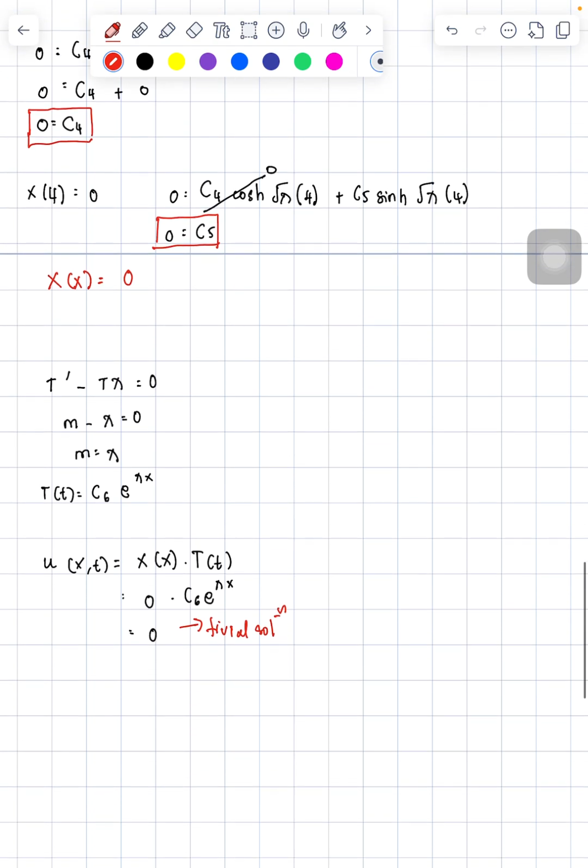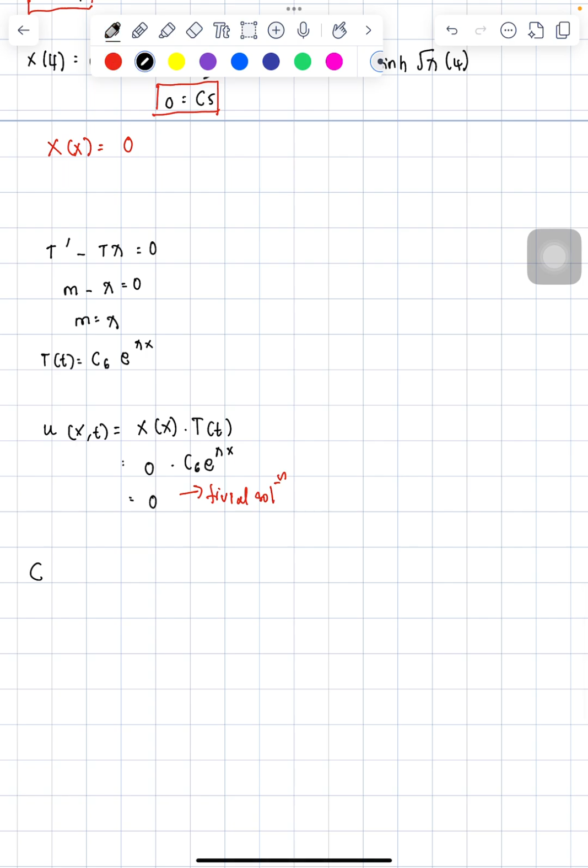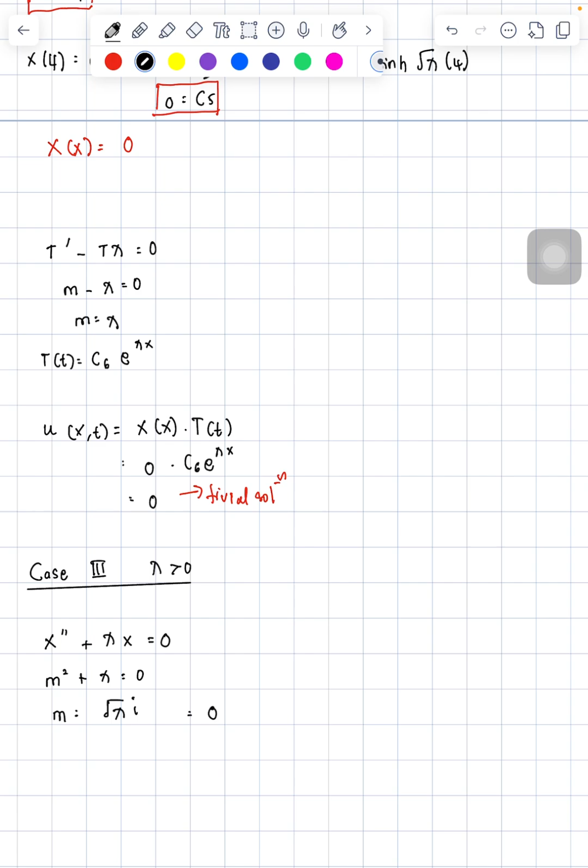Now we proceed with case 3. When lambda greater than 0. Okay, for lambda greater than 0, so our equation becomes X double prime plus lambda X equals 0. Since lambda is greater than 0, the value for lambda is positive. Then our auxiliary equation becomes m squared plus lambda equals 0. And from this, m equals plus minus root lambda i. So we have 0 plus minus root lambda i. This is complex conjugate roots.